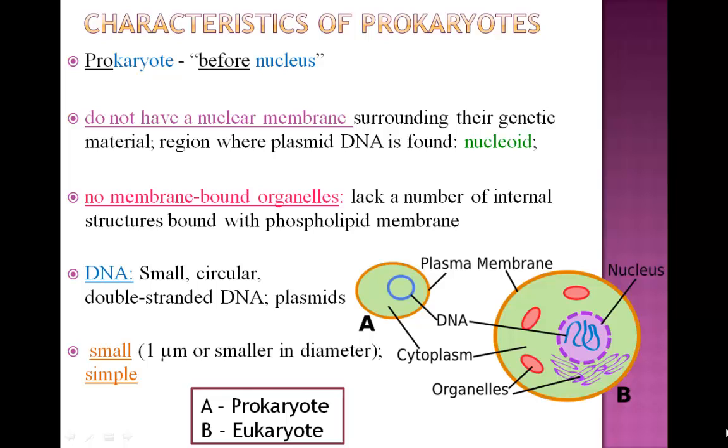But first, let us look at the characteristics of prokaryotes. By definition, the word pro means before and karyote means nucleus. Prokaryotes are microorganisms that existed before there was a nucleus in terms of evolution. Prokaryotes therefore do not have a nuclear membrane surrounding their genetic material, that is the DNA. The region where the DNA is found is called the nucleoid.